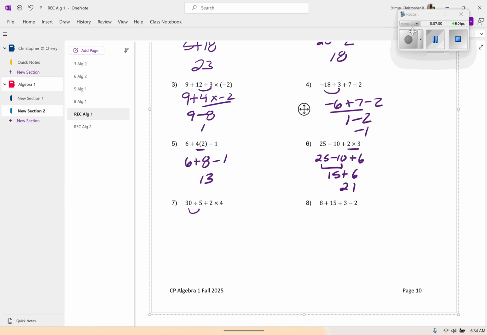All right, so we're going to divide here first. So 30 divided by 5 is 6. Okay, plus sign. And then 2 times 4 is 8. So 6 plus 8 is then going to be 14. We're going to go ahead and divide first here. So I'm going to get 8 plus 15 divided by 3 is 5 minus 2. And then left to right, 8 added to 5 is 13. 13 minus 2 is going to give me 11.